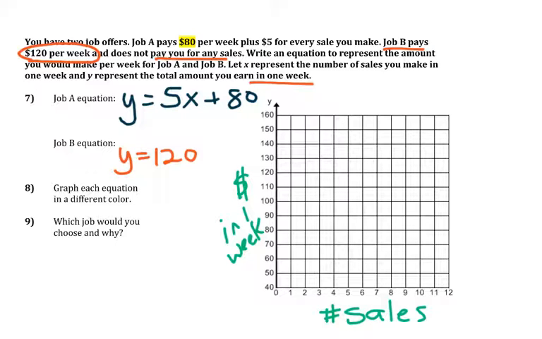So if I graph job A, I'm going to start at $80. So $80, that's if I make no sales. But then if I make 1 sale, it's going to go up by $5. And if I make 2 sales, it's going to go up by $10. And if I make 3 sales, it's going to go up by another $5. Okay, so it's going to be going up like this. That's the pattern. Now you might say, well, I thought the slope was 5, so wouldn't I go up 5 and then over 1? Well, you've got to look at the scale. So 1 box here is 10, so we don't want to go up 5 boxes. So the job A is going to be like this.